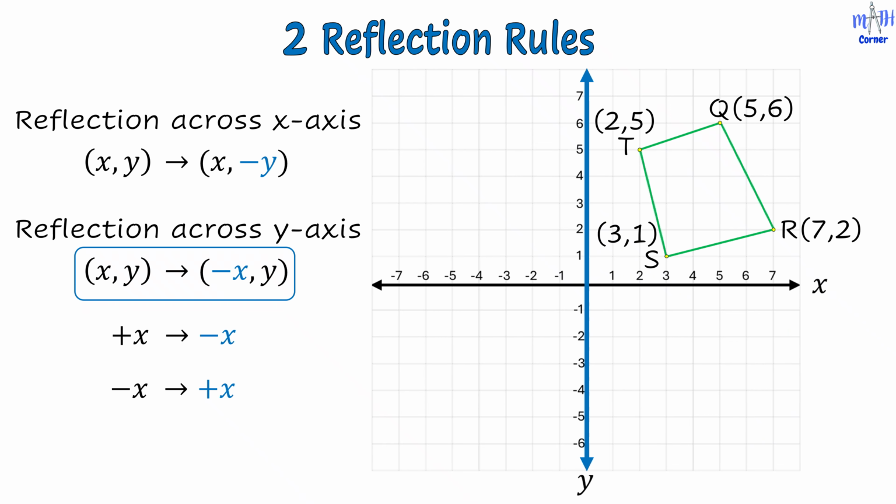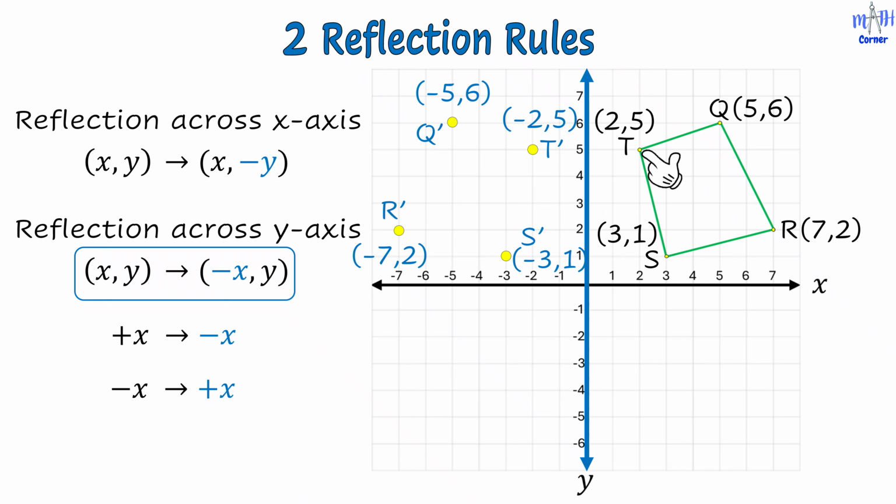Example. Quadrilateral QRST. Let's reflect across the y-axis. (5, 6) becomes (-5, 6). (7, 2) becomes (-7, 2). (3, 1) becomes (-3, 1). And (2, 5) becomes (-2, 5). Only the x value changes.